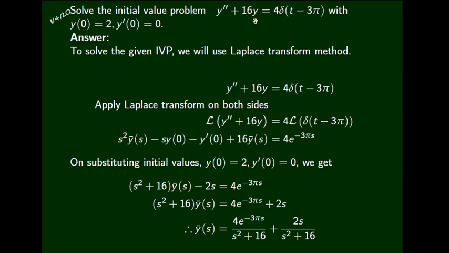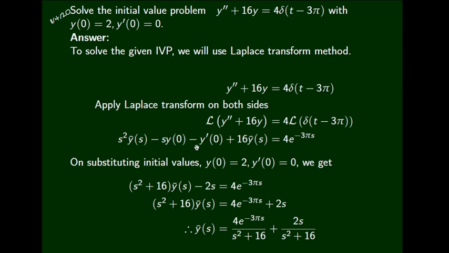y double dash plus 16y is equal to 4 delta of t minus 3 pi, with y of 0 equal to 2 and y dash of 0 equal to 0. To solve this, the first step is to apply Laplace transform on both sides. That is, L of y double dash plus 16y is equal to 4 into the Laplace transform of the Dirac delta function with the threshold 3 pi.